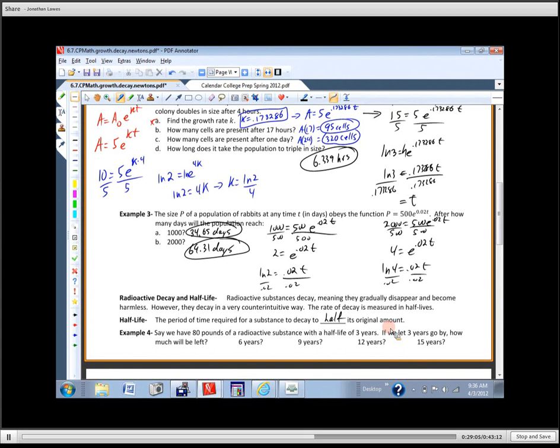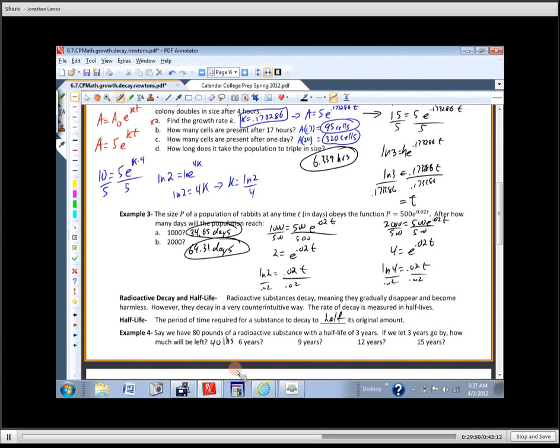Say we have 80 pounds of a radioactive substance with a half-life of 3 years. So we start out with 80 pounds. We let 3 years go by. Shane, how many pounds would be left after 3 years? Start with 80 pounds. Half of it's going to decay every 3 years. Its half-life is 3 years. What'd you say? 40, right? Exactly half. We let one half-life go by, the equivalent of time that takes half of it to decay away. So half of it would be gone, and we'd be left with 40 pounds.